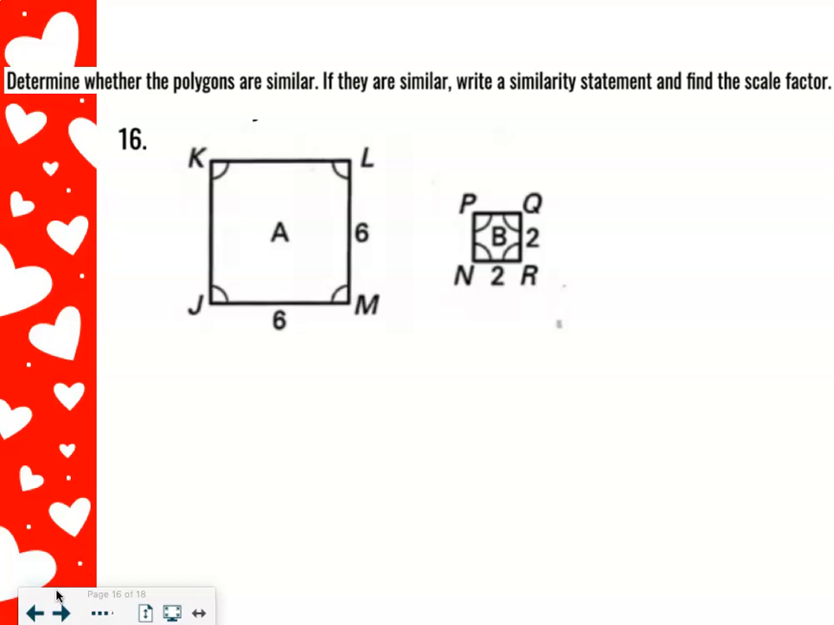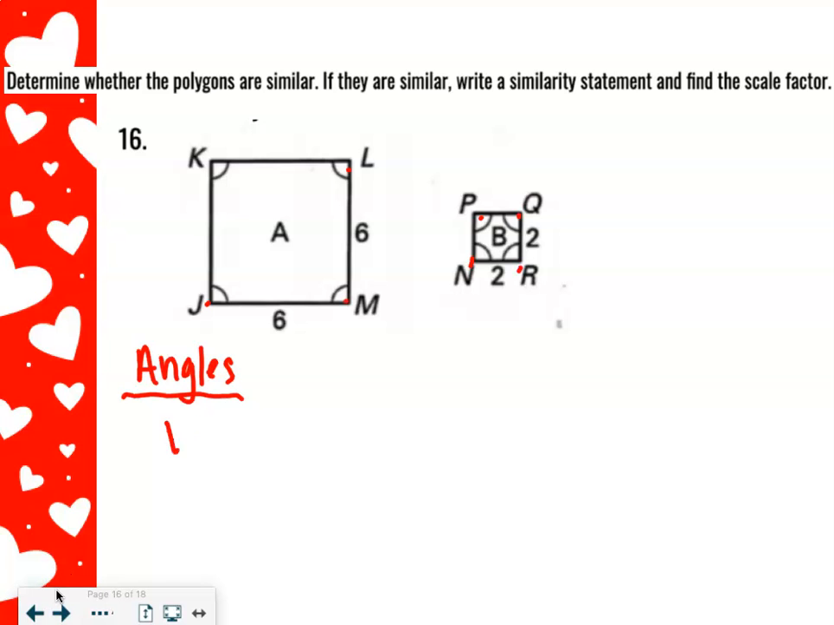Okay, 16, so now this one is on the back of the pink sheet. 16, it says, determine whether the polygons are similar. If they are similar, write a similarity statement and find the scale factor. So first, we have to check to see that our angles are congruent. So remember, do we have 4 pairs of matching angles? So let's look. J goes with N, K goes with P, L goes with Q, R goes with M.